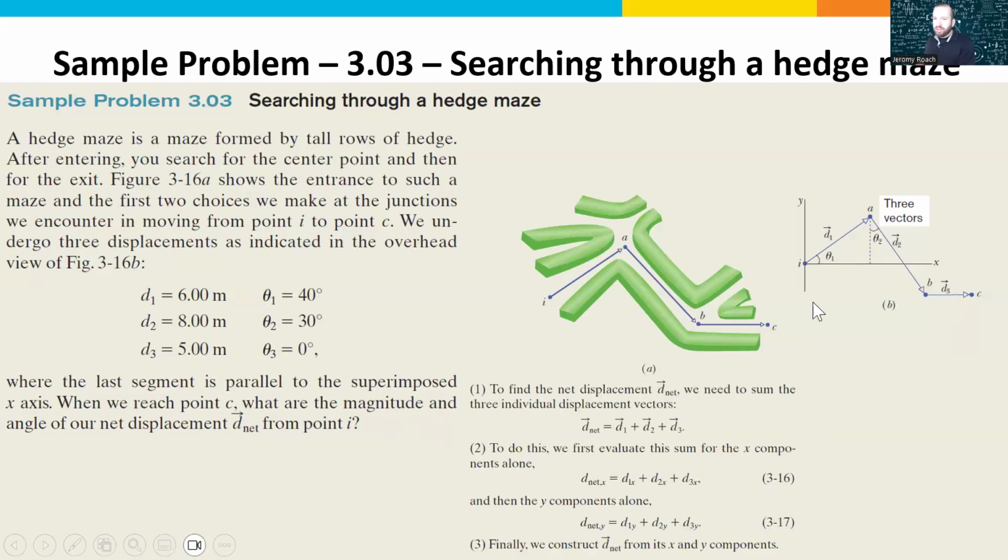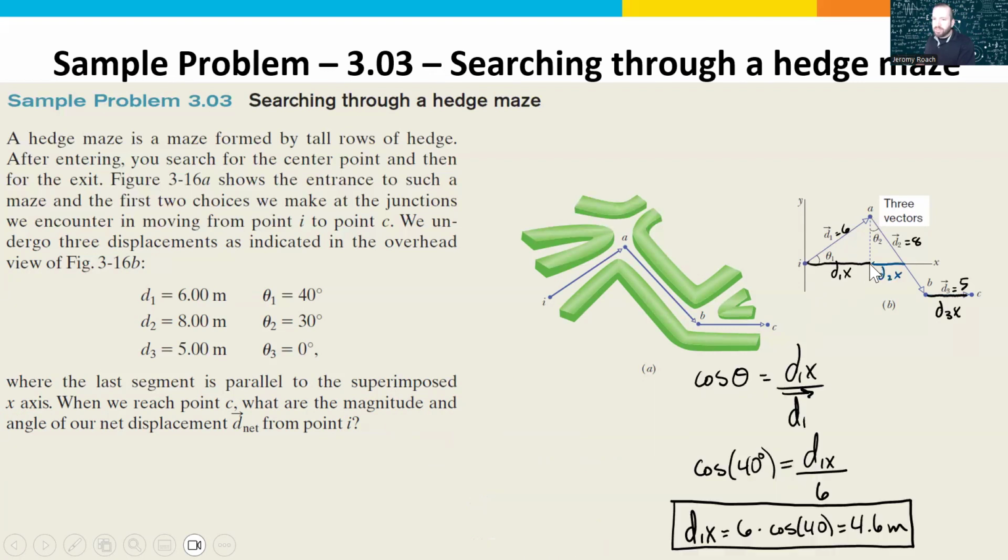Let me go back a slide here. So from here to here is D1x, because D1 just goes from here to here. So from I to this point here is D1x, so I label that D1x. Cosine theta is adjacent over hypotenuse, D1x over D1. And then theta is 40, it tells us for that one. We just plug in these numbers, times by 6 on both sides. We get D1x is 6 cosine 40, which is 4.6 meters.